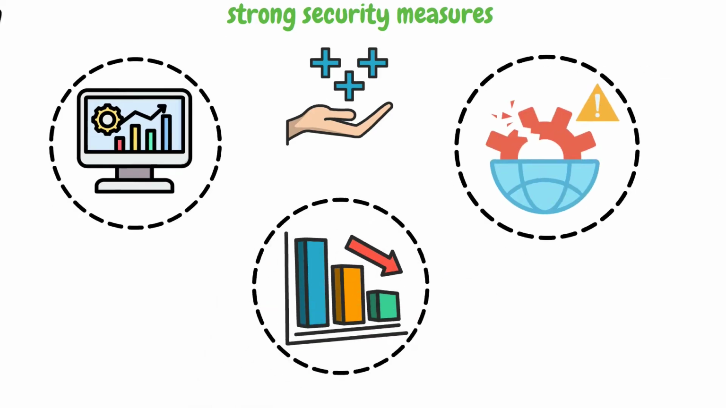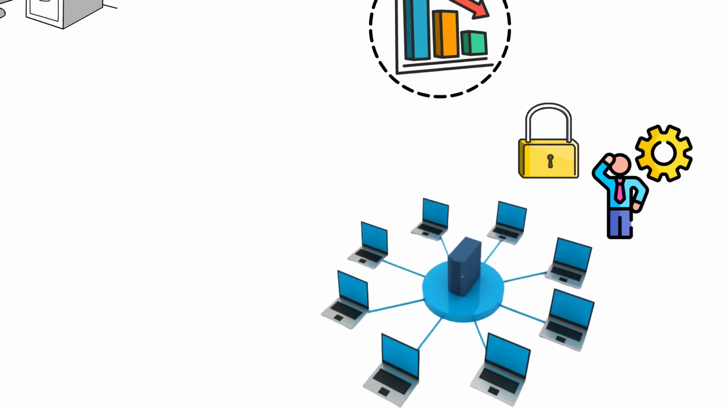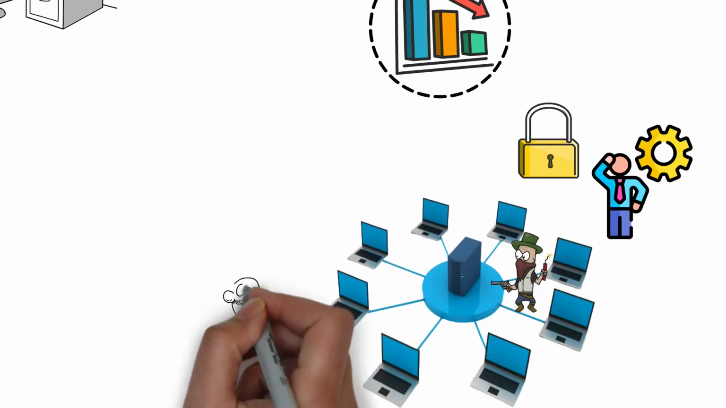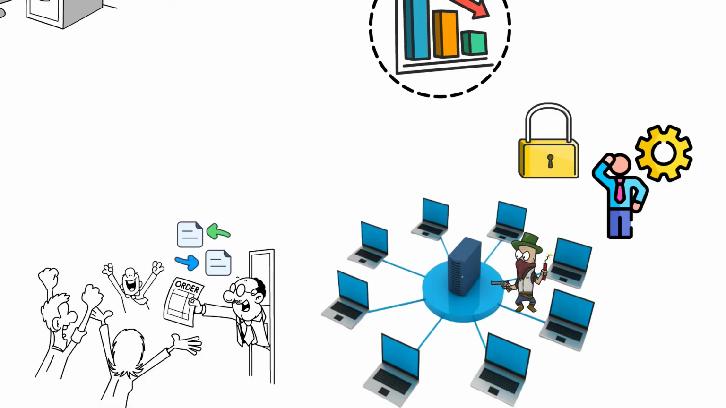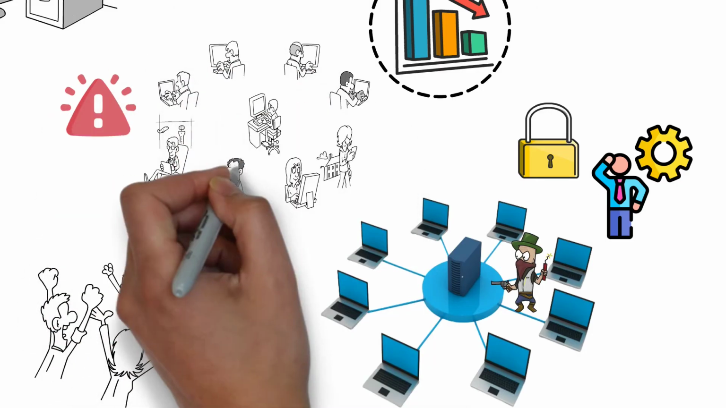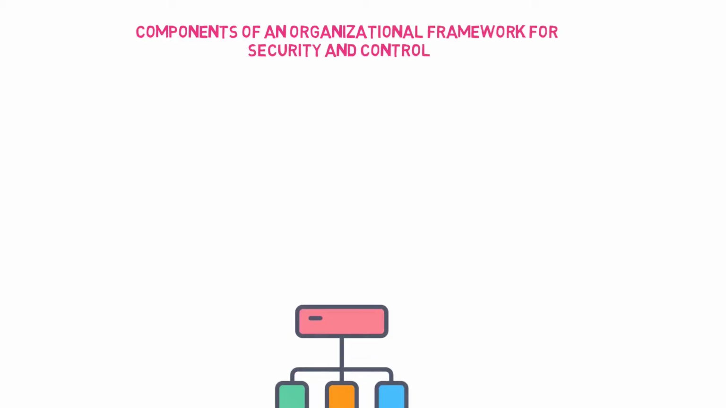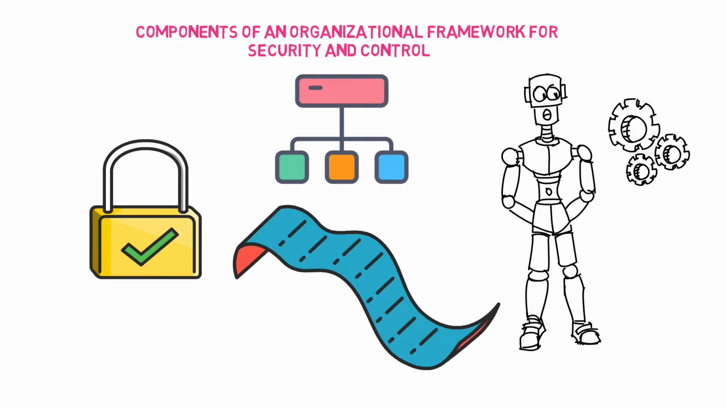Security challenges that threaten corporate information systems include possible theft of data, possible copying of data by employees or clients, alteration of data either intentional or unintentional, and failure of the hardware of the organization, such as its computer network. Components of an organizational framework for security and control. An organizational framework for security and control should include several key components.